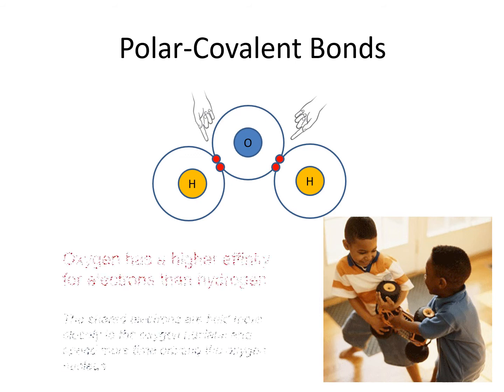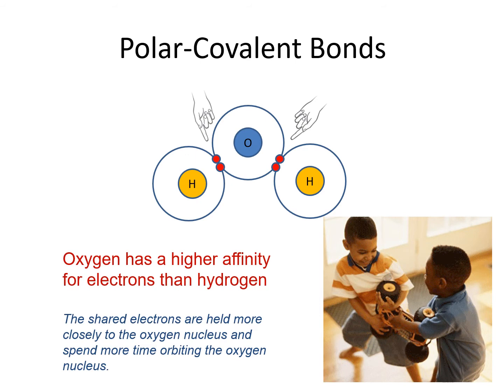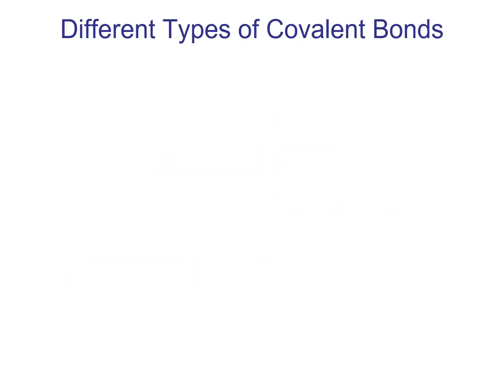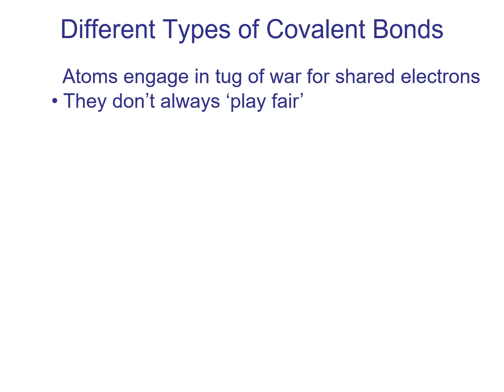So there's this tug of war that goes on between any atoms that have unlike electronegativities. Atoms don't play fair, so to speak. Sometimes they share the electrons and sometimes they don't. It depends on the electronegativity of the 2 players.